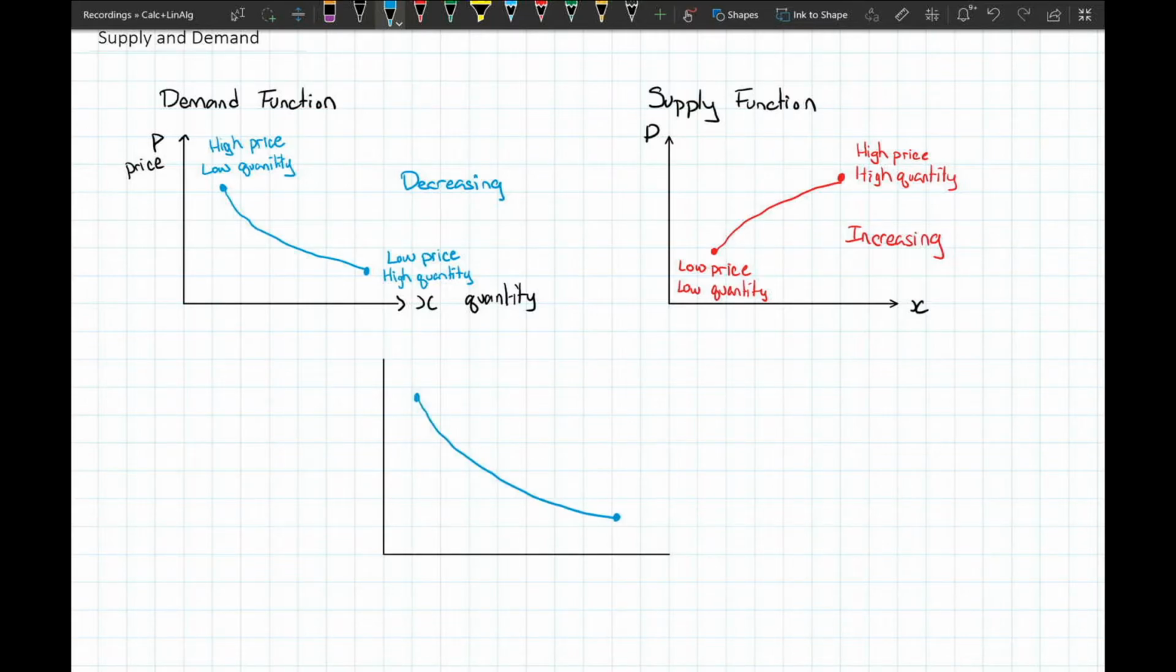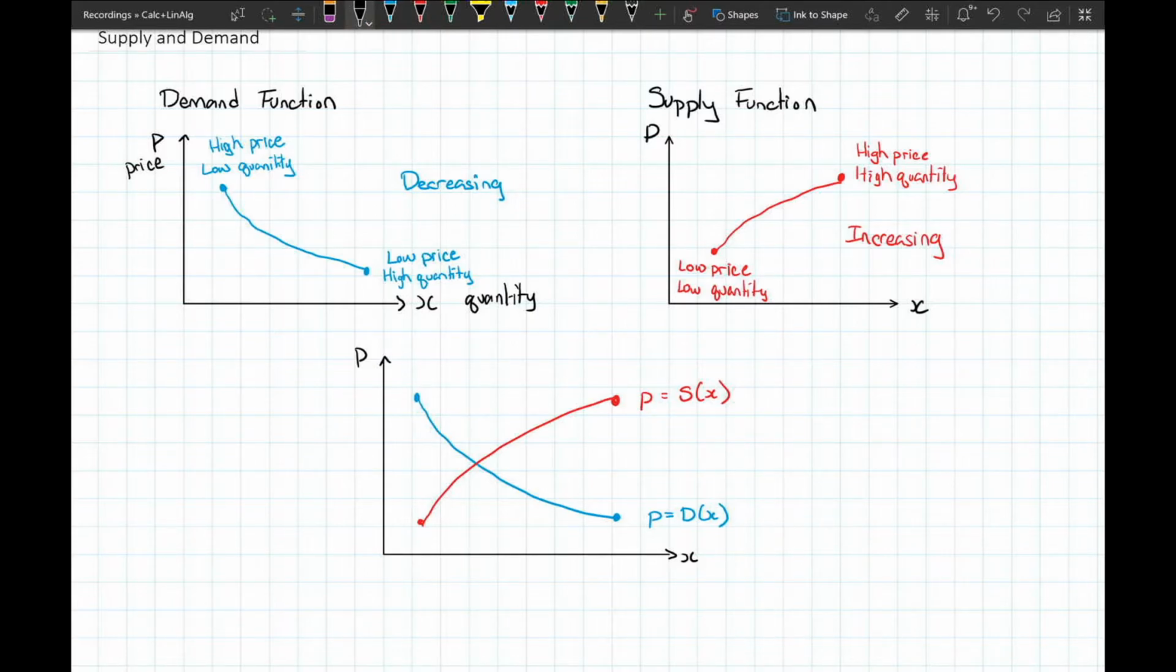We have our demand function. Let's say it's got a P on the vertical axis and X on the horizontal axis. So this would make sense if we labeled this price is equal to the demand function of X. And then we've got our supply function. So again, this is going to be price equals supply function of X. And now you can kind of see that the two pieces work together.